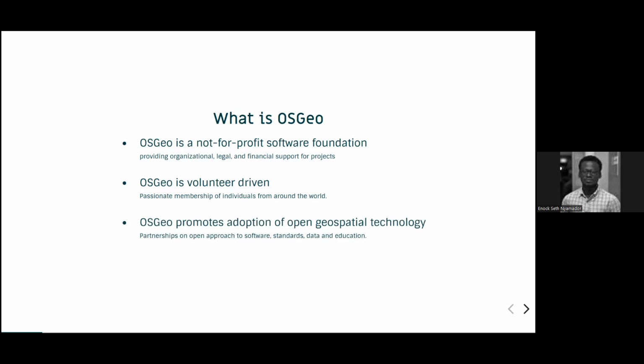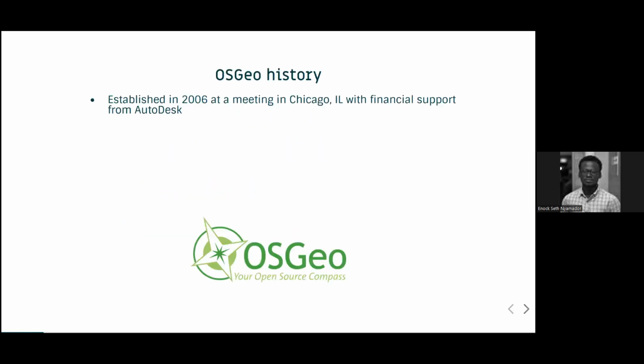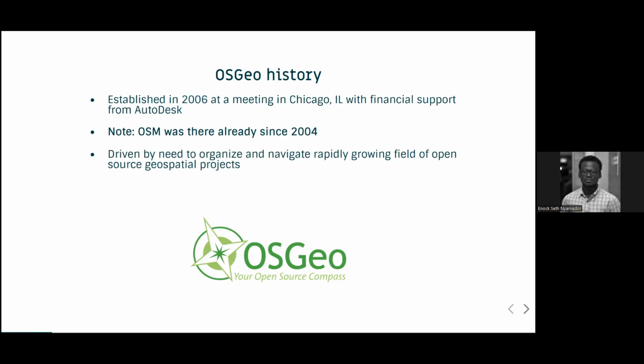It promotes adoption of open geospatial technology through partnerships, open standard software, and education, as I am using the opportunity here to share some of this with you. Just a brief history: the OSGeo started way back in 2006 in Chicago with financial support from Autodesk. Some of you might have been using some tools that start with Auto, so you know the company here. Of course, OpenStreetMap is older than OSGeo. It has been around since 2004, which we celebrated recently as an anniversary.